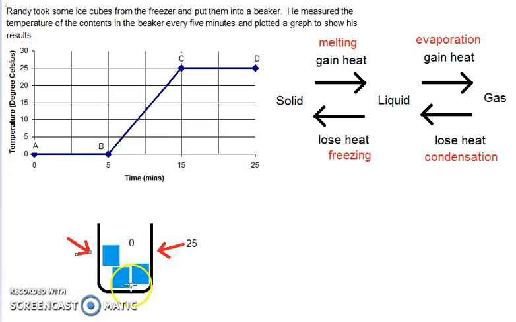Now B is when there's no more ice. Only then can the temperature go above 0 degrees. But when the ice is still melting at 0 degrees, the water inside there will still be at 0 degrees. So A to B is still gaining heat, right? Even though the temperature is not increasing in the graph, from A to B it is gaining heat because we know that the ice there is melting.